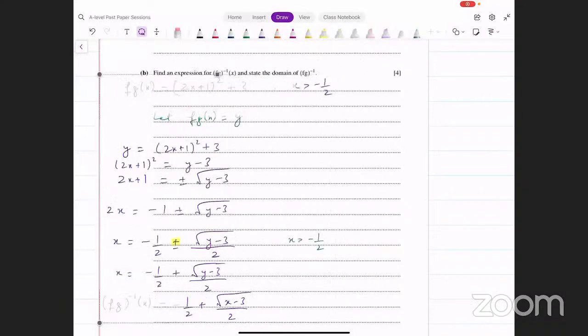Okay. We need to find the domain of the inverse function, the domain of (fg) whole inverse. That's actually going to be the same as the range of the original function. Whatever the range of the original function is, that will be its domain. So what you have to do is figure out the range of the original function.